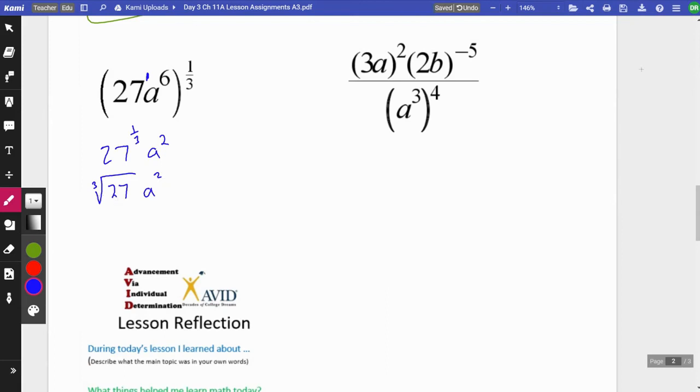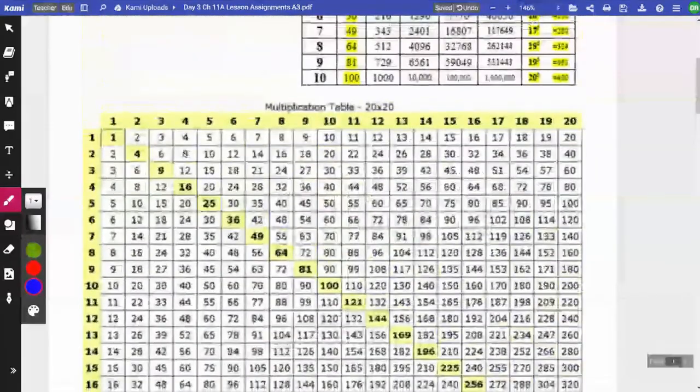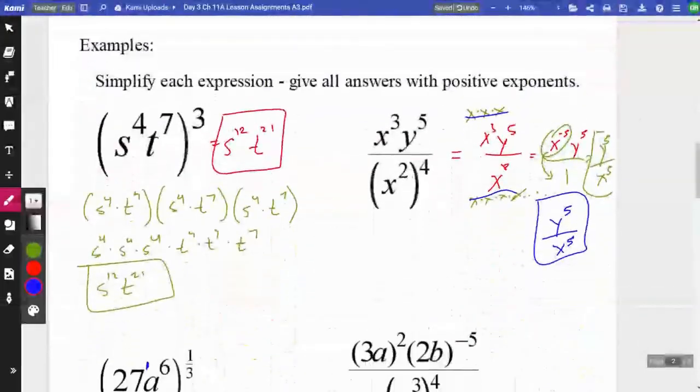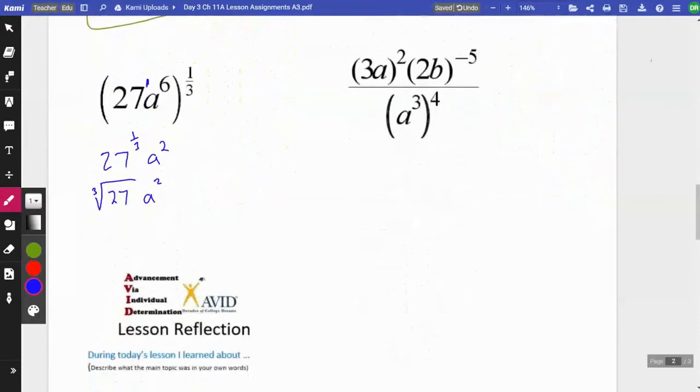So cube root of 27 is really just asking what number to the third power is 27? And on our chart at the top, this is how you use it. What number to the third power is 27? There's 27, third power. So what number? 3. So this turns into just 3a squared. So we just used the power to a power property, but then we also had to use the fraction exponent property where it turns into a radical, and then we take the root of it.